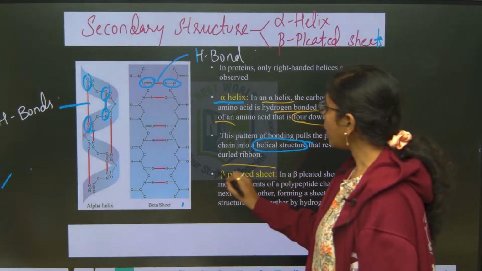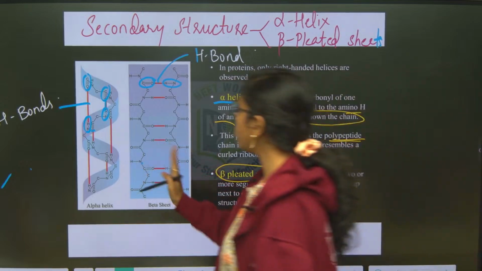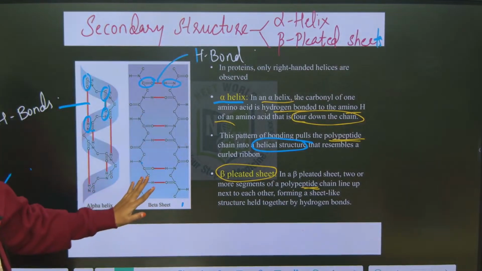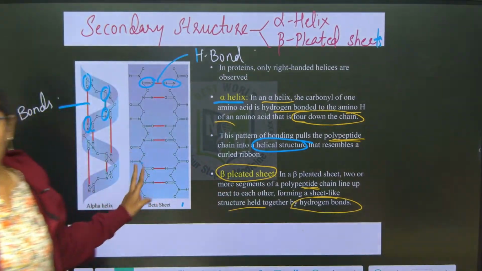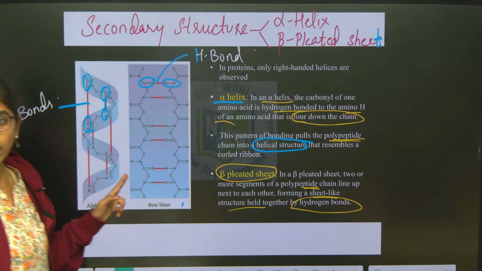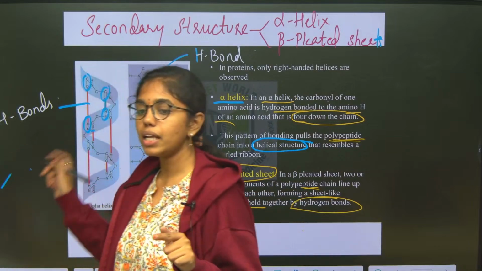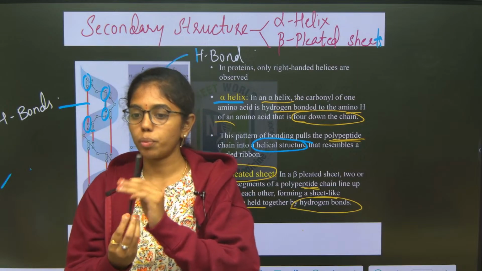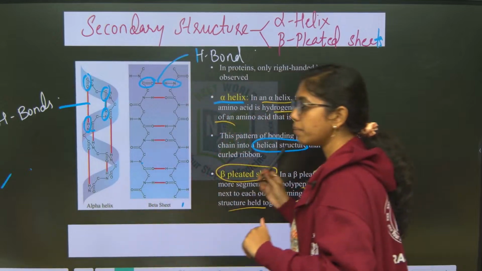Next is the beta pleated sheet. In a beta pleated sheet, 2 or more segments of a polypeptide chain line up next to each other, forming what? A sheet-like structure. They are held together by what again? Hydrogen bonds. Clear with the secondary structure? Secondary structure includes what? Alpha helix and beta pleated sheet. In the alpha helix, the hydrogen bond is between carbonyl and amino groups 4 down the chain. Here it is between 2 polypeptide chains. That is in the beta sheet.